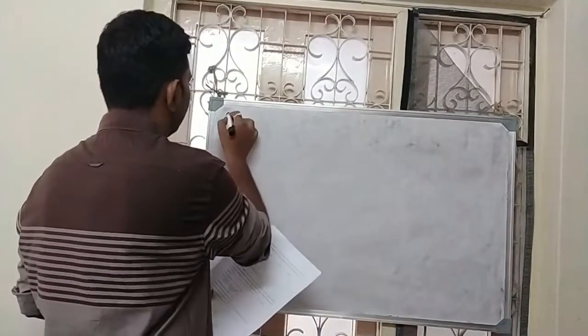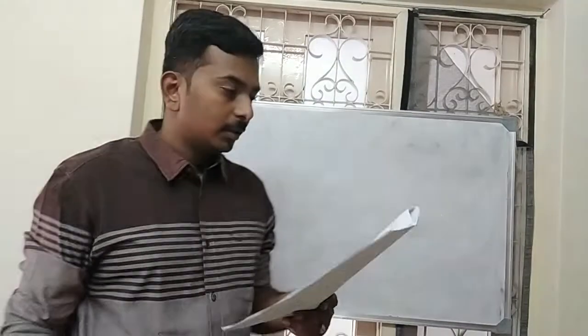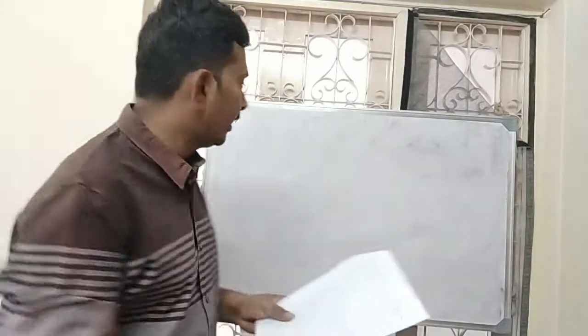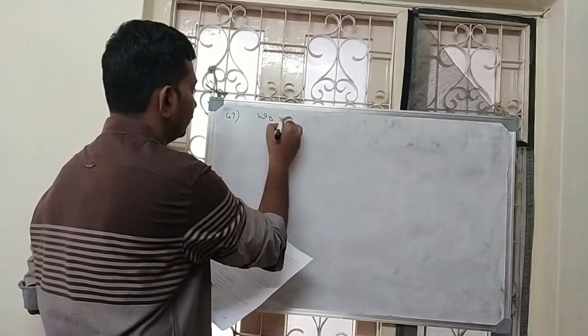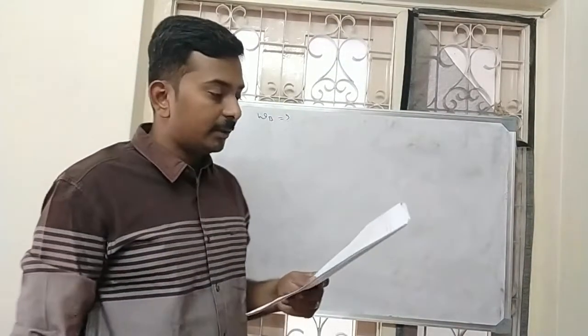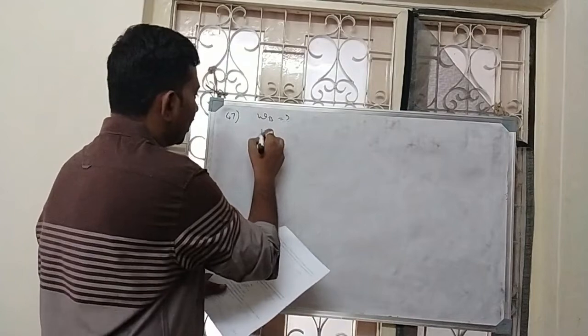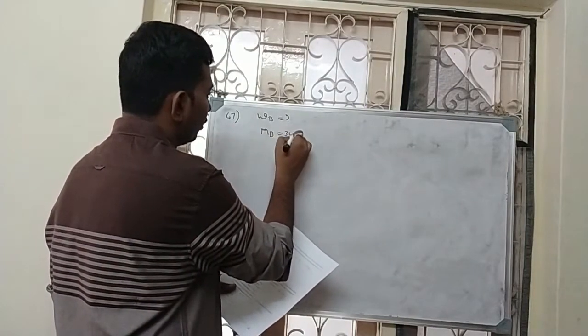Coming to the next question, question number 47. How many grams of sucrose should be dissolved in 100 grams of water in order to produce a solution with a 105 degrees centigrade difference between freezing point and the boiling temperatures? Kf and Kb values are given. So we need to calculate the mass of sucrose, WB. And what is given? Molar mass of sucrose is given as 342.